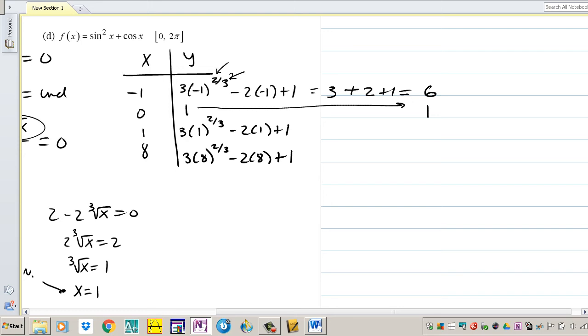Well, the next one is 3 times 1 to the power of 2/3, and that is just simply 3 minus 2 plus 1, which is 2.